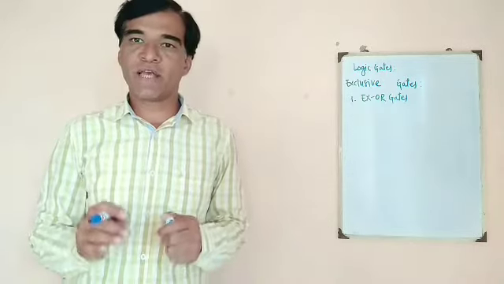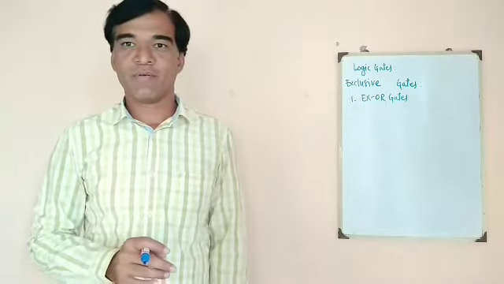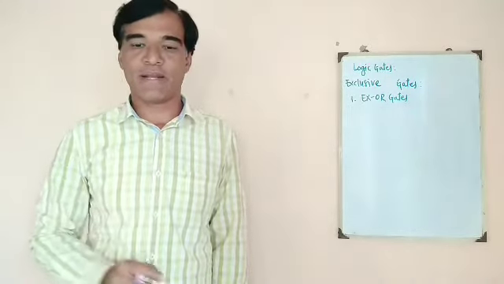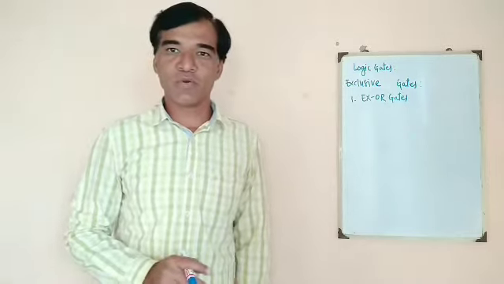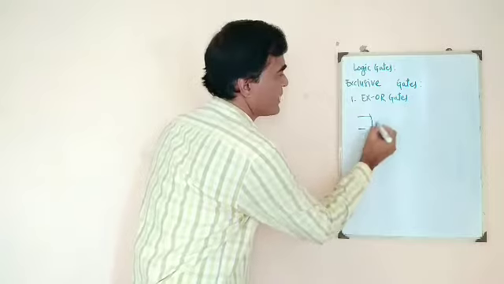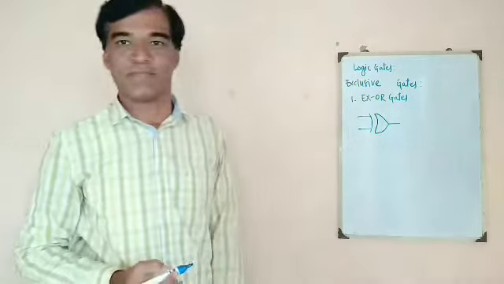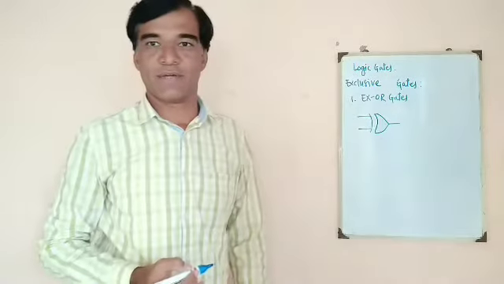The first exclusive gate is XOR gate, which is also known as exclusive OR gate. The symbol for exclusive OR gate is, there is a bit of change in the OR gate representation. Now this is the exclusive OR gate.